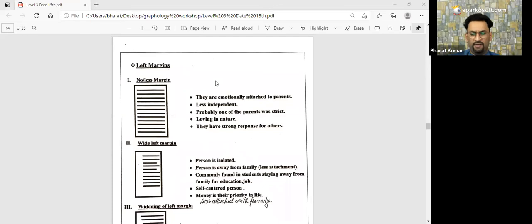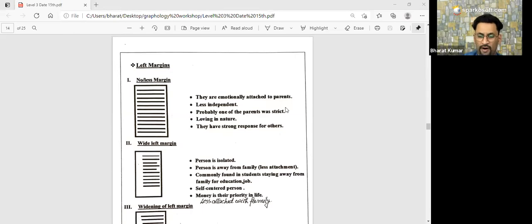Now here we will discuss all margins. No margin or very little margin: emotionally attached to the parents, less independent in behavior. Generally, one of their parents is highly strict, either mother or father. They are of loving nature. They have a strong response for others.